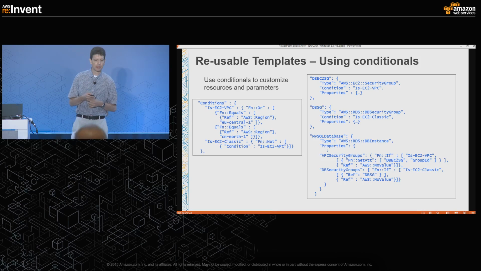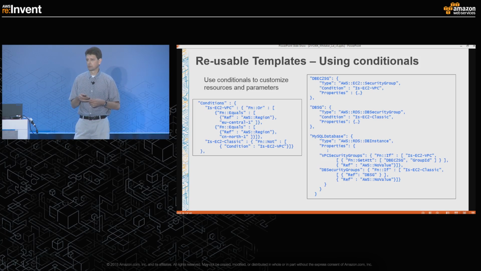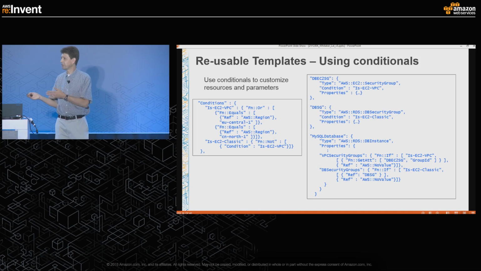in the template. So in this example, I actually have an account that was created before VPC was the default for EC2. And so a lot of my regions have Classic. But the EU Central 1 region and the CN North 1 region were VPC by default for everybody. And so I have an account that is split depending on which region I'm creating it.